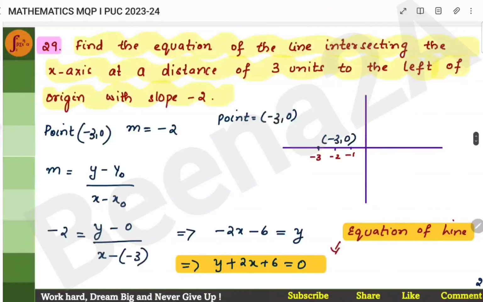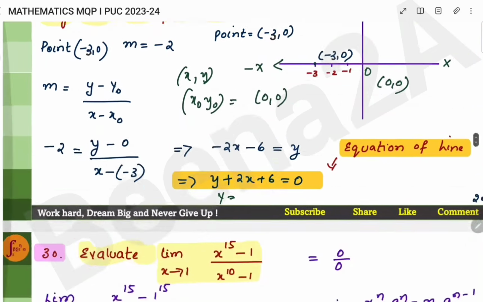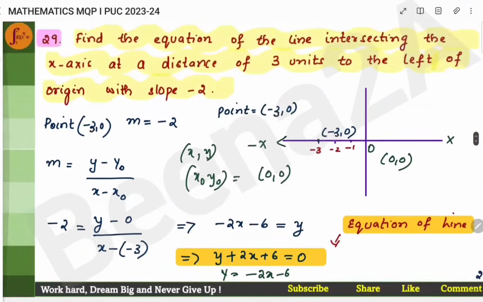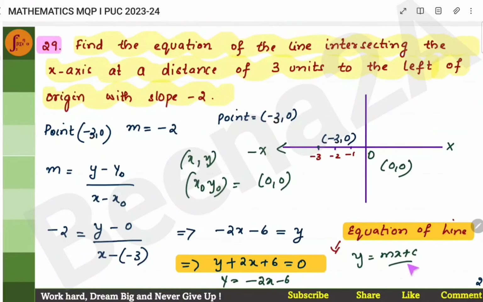So let's go to the 29th problem. Find the equation of the line intersecting the x-axis at a distance of 3 units to the left of origin with slope as -2. You have 2 points here, x comma y and x0 comma y0. Put x0 comma y0 as minus 3 comma 0. Substitute, and retain y and x as is. And then you'll get the equation of the line. You can write this equation also as y is equal to minus 2x minus 6, right? So this is in the form y is equal to mx plus c. This is the general equation of a line. So you get the equation as y is equal to minus 2x minus 6.